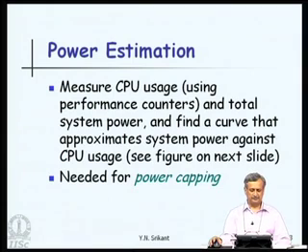So, how do we estimate power? We measure the CPU usage using performance counters, and the total system power using some meters and so on, and find a curve that approximates system power against CPU usage. So, what we want to do is tie the CPU usage to the total system power, and this is necessary for power capping, which I will explain a little later. So, in other words, we want to actually measure only the CPU usage, which is very easy to do by software using performance counters. And once we have a graph and an equation which tells you for each CPU usage what is the system power, it can be used to our advantage. We do not have to measure system power all the time.